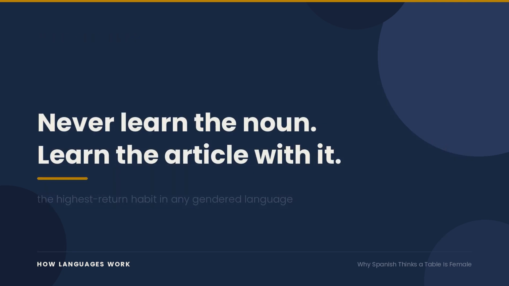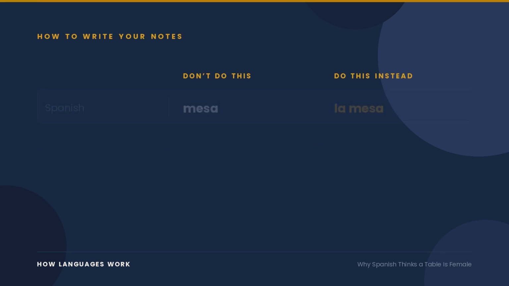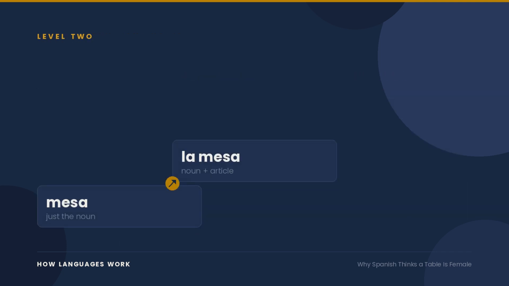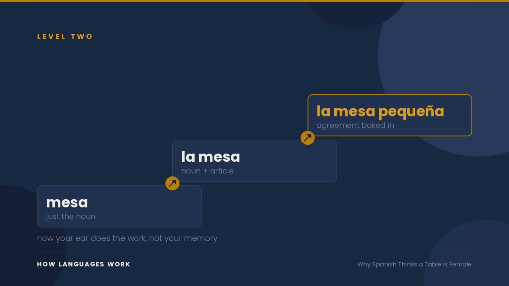Do not learn mesa. Learn la mesa. Do not learn livre. Learn le livre. Store the article as part of the word as a single unit from the very first time you meet it. Retrofitting gender later is the expensive way, and it is the mistake almost every learner makes. Then level 2. Learn it inside a tiny phrase with an adjective, la mesa pequeña, le petit livre. Now the agreement is baked in, and your ear starts doing the work instead of your memory.